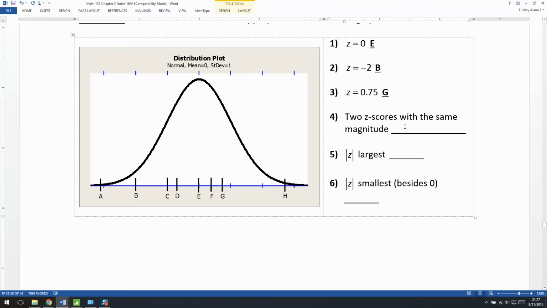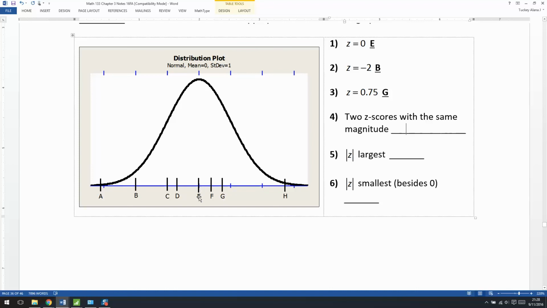All right, so two z-scores with the same magnitude. Well, magnitude is how far away from the center they are, right? So what we're looking for are two scores that would be the same distance away. Well, obviously this is going to be one on the right and one on the left. Otherwise, there'd be two scores on top of each other, like both on the right or both on the left, and we don't have that. So I think it's going to be somewhere between the C, D, E, F, G part.